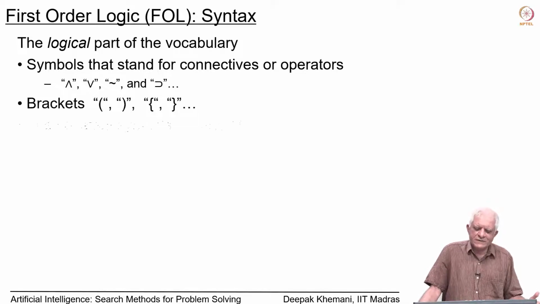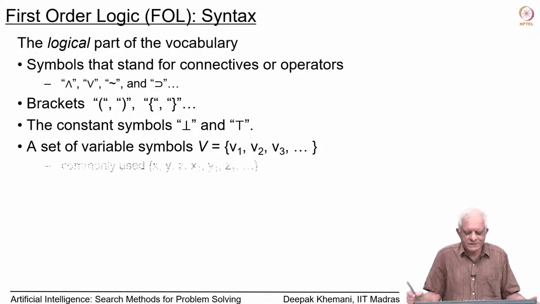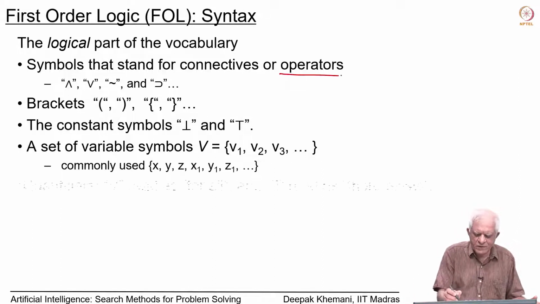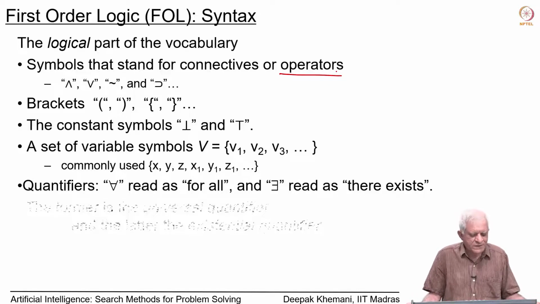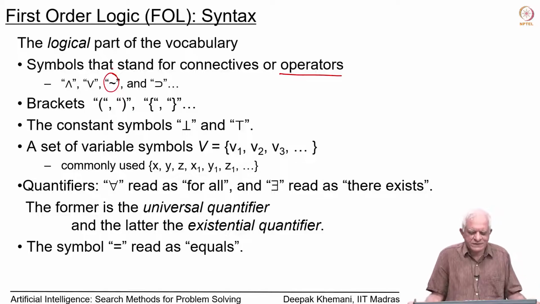There is a logical part of the vocabulary which has symbols which stand for connectives or operators. So, we often call them binary operators or unary operators. There is one unary operator here which is negation, but you have another symbol for negation as well. And there are operators that you are no doubt familiar with, and, or, implies and so on and so forth. Equivalence we talked about. We have brackets, curly brackets or braces or brackets as we call them.